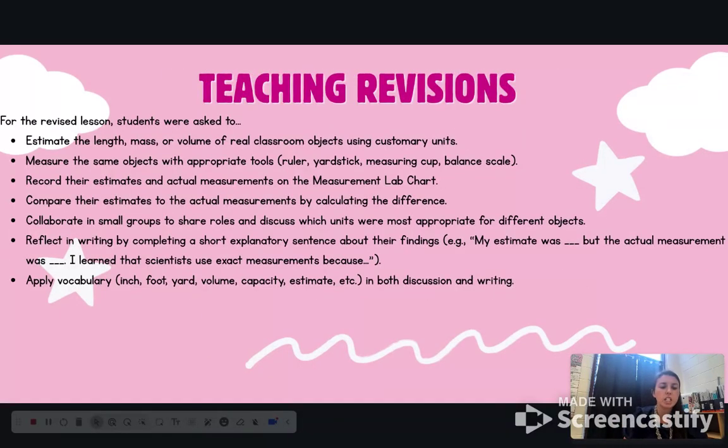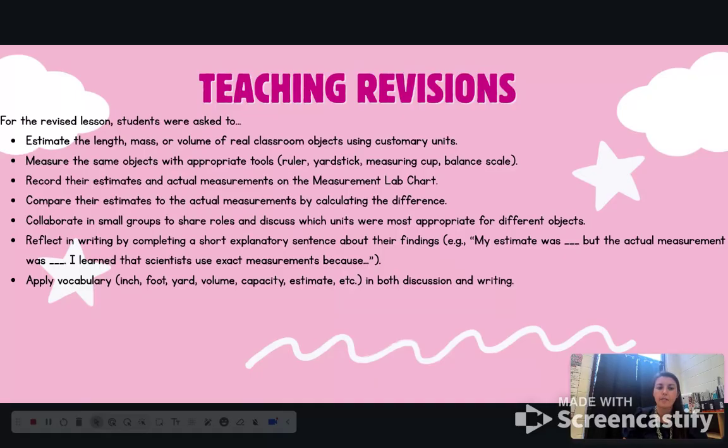So the teaching revisions for this revised lesson: the students are going to be asked to estimate the length, mass, or volume of real-world classroom objects around the room, and measure the same object with the appropriate tools, like a ruler, a yardstick, measuring cup, scale, etc. They record their estimates on a chart that I've made, compare their estimates to the actual measurements by calculating the difference, and collaborate in their small groups, sharing roles to discuss which units were most appropriate for the different objects.